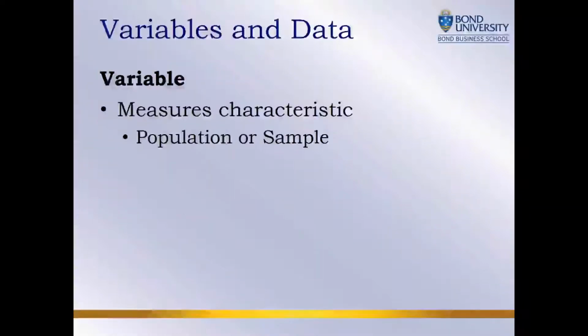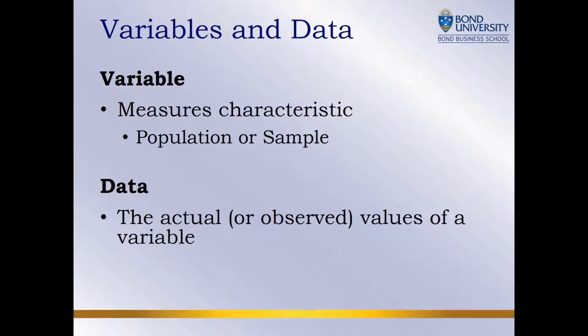Now, there's a bit of terminology here that we need to know: variables and data. You may know what these mean, but let's define them formally. A variable measures some characteristic, and it can be about the population, which is all the data, say all your customers out there, or it could be a characteristic just out of a small sample of your customers. That contrasts with data, which is the actual or observed values of a variable.